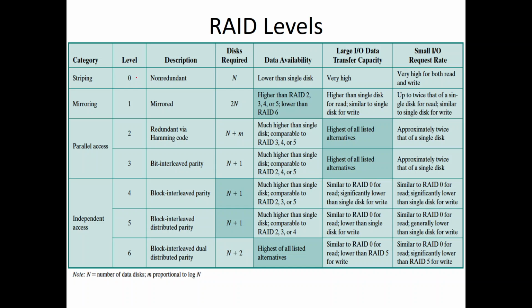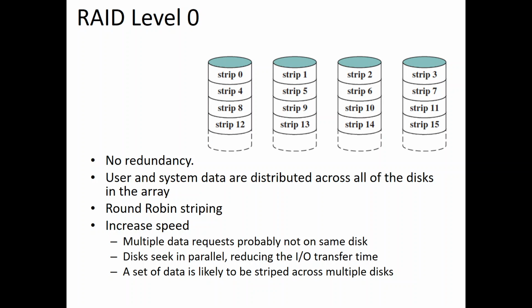So kita ada level kosong yang kita panggil sebagai striping. 1 as a mirroring. 2 dengan 3. Level 2 dengan 3 adalah parallel access. 4, 5, 6 adalah independent access. Okay, so table ni adalah it's like a guide. Okay, or a features of the RAID levels tu sebenarnya. Okay. RAID level kosong. Okay, kalau kita tengok kat sini.